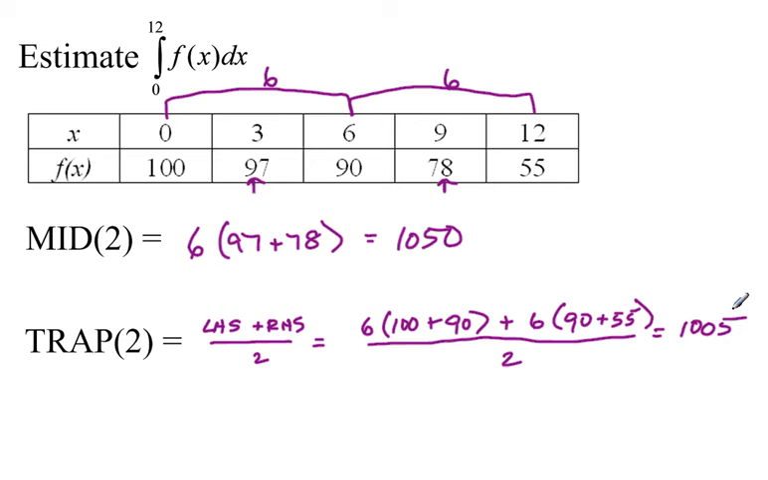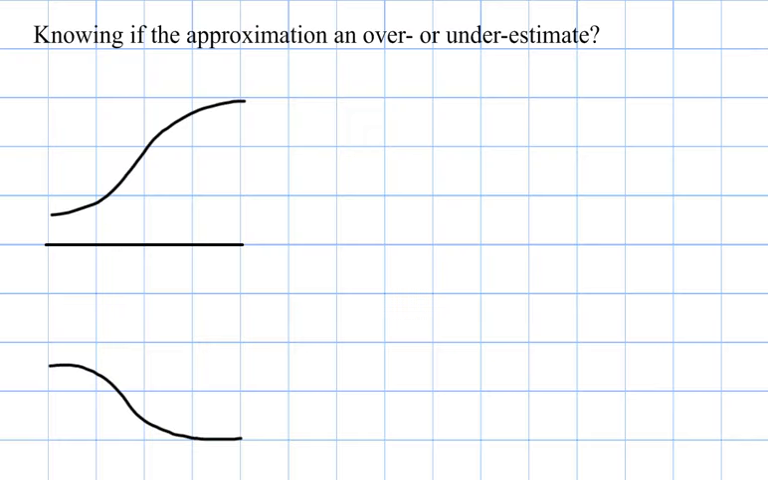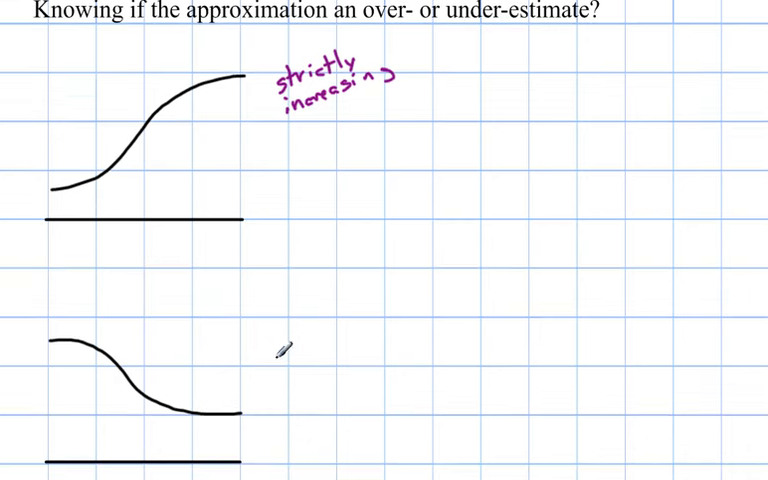All right, so we see how to do these, and the last thing we want to do is talk about overestimates and underestimates, and we're going to be looking at 4 cases here that we should be familiar with. So in this first case, we are strictly increasing, which means we're always increasing, versus down here where we are strictly decreasing.